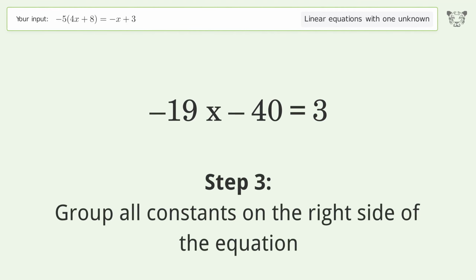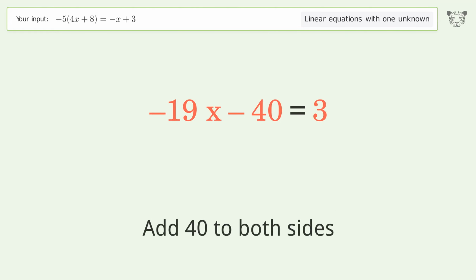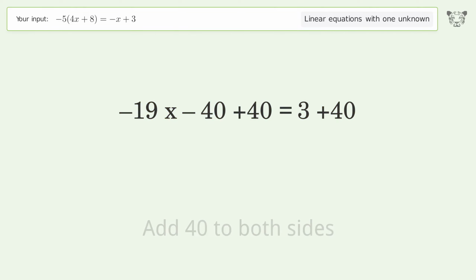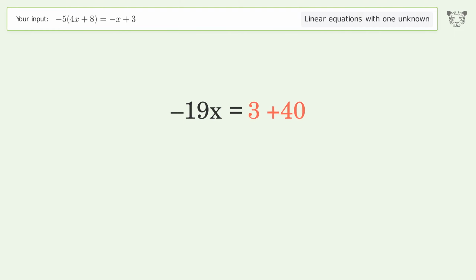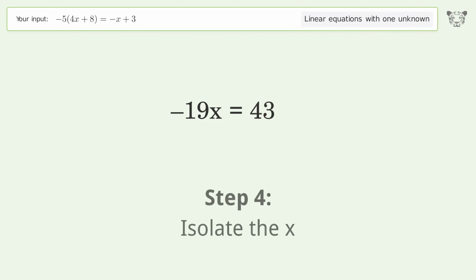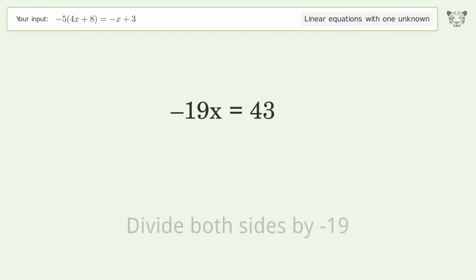Group all constants on the right side of the equation. Add 40 to both sides. Simplify the arithmetic. Isolate the x. Divide both sides by -19.